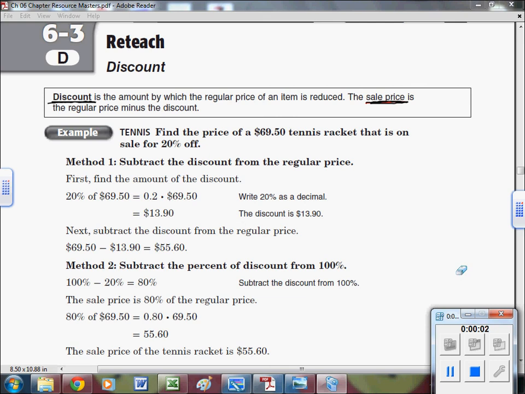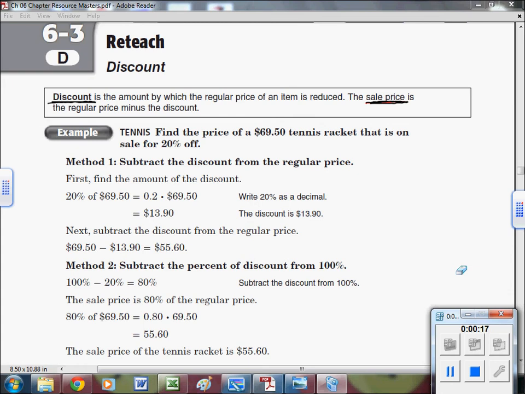Alright, in this video we're going to talk about discounts, how to calculate them, how to understand them, maybe get some perspective of how we use them every day in the real world, and we're going to use that to help us answer some questions. Before we go anywhere, let's make sure we know what the word discount means.